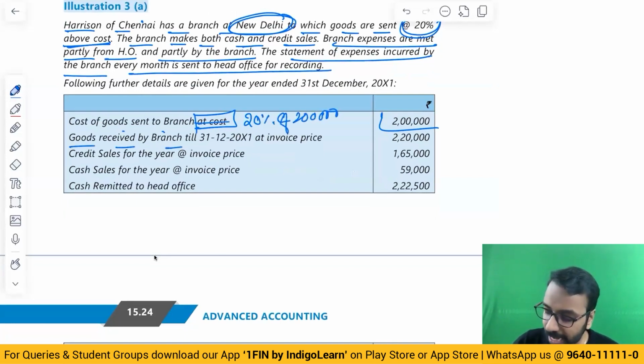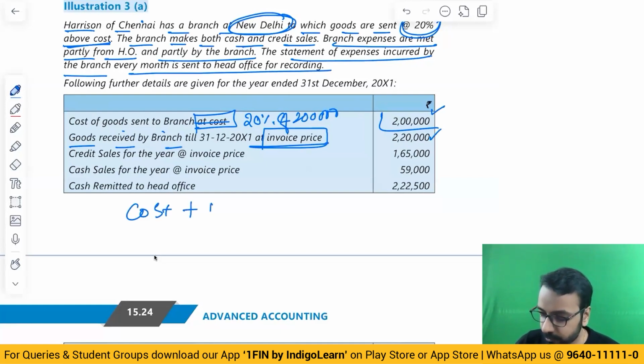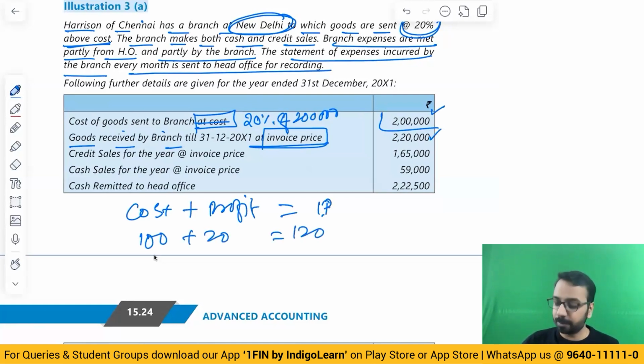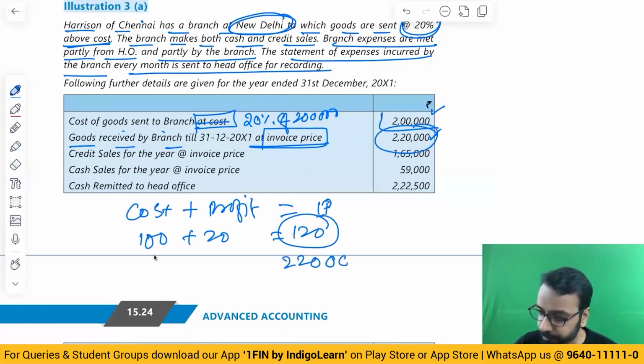Goods received by branch at invoice price. So, this is sent at cost. This is at invoice price. Now, invoice price means what? Cost plus profit is equal to invoice price. Now, if cost is 100, profit is 20, invoice price is 120. So, against 120, if you see they have received 2,20,000.